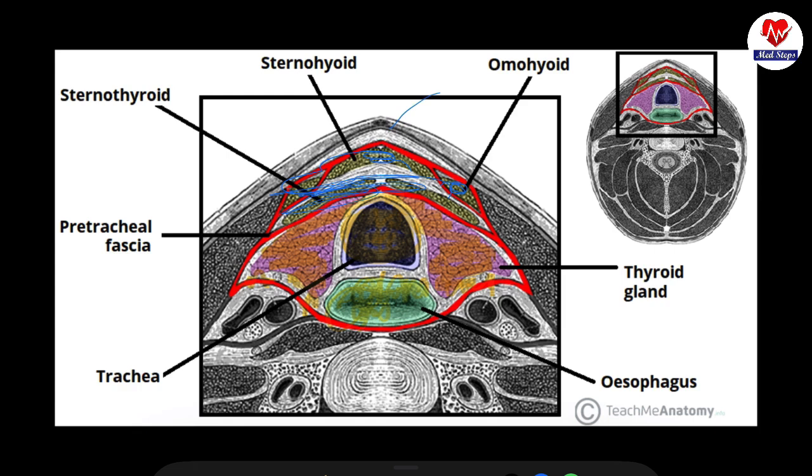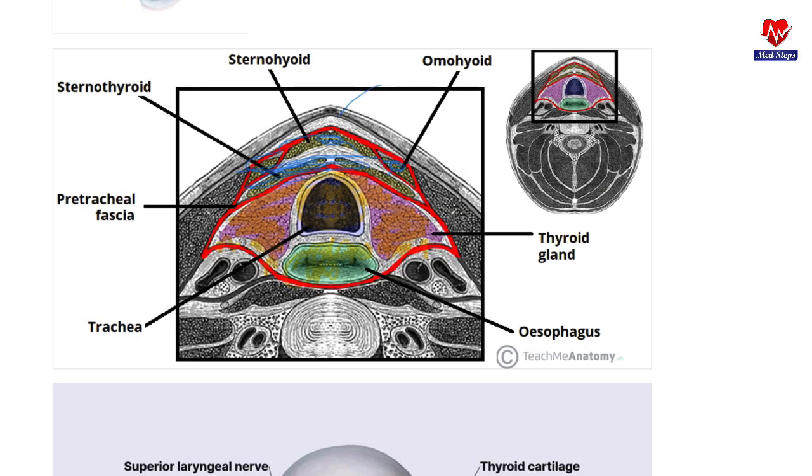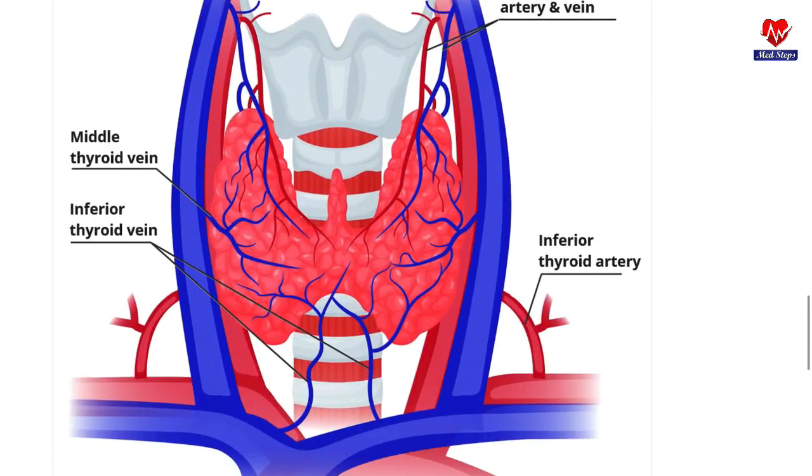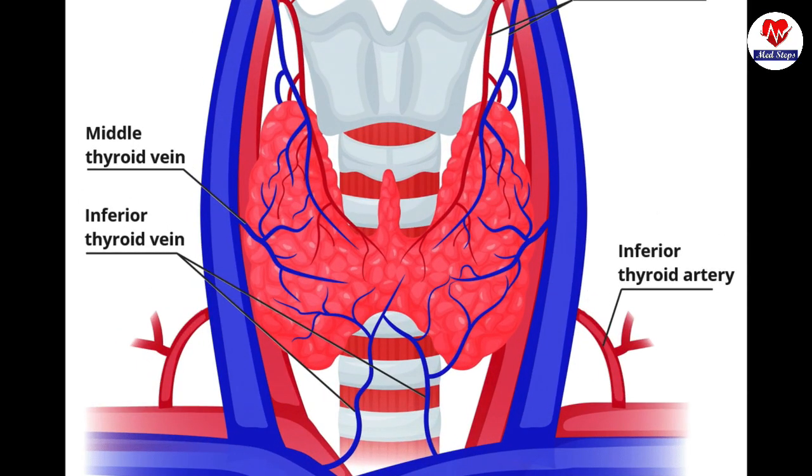Okay, so next we can see the blood supply of the thyroid gland. The thyroid is a highly vascular organ. In the arterial system, you can see the superior thyroid artery. This is the superior thyroid artery, you can see here.